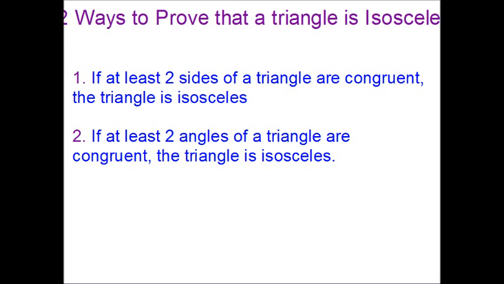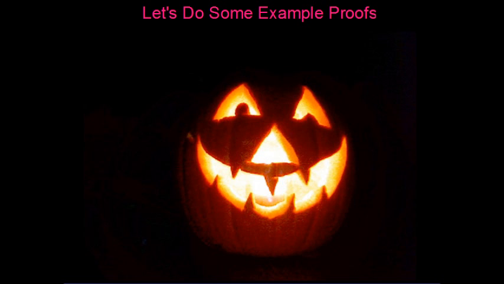Okay, so we have two ways to prove that a triangle is isosceles. The first way is, if at least two sides of the triangle are congruent, the triangle is isosceles. The second way is, if we know two of the angles of the triangle are congruent, the triangle is also isosceles. So we can prove a triangle is isosceles either with its sides or with its angles. Alright, so let's do some pretty scary examples.